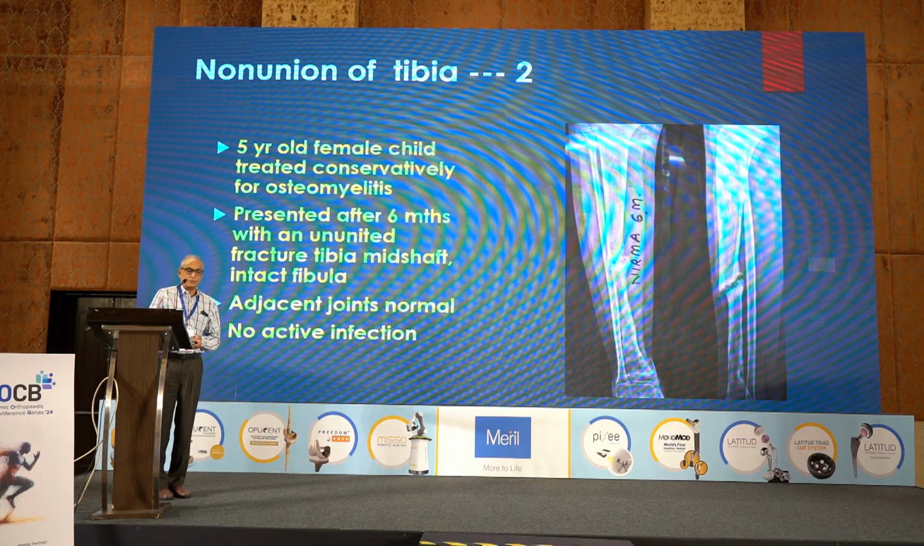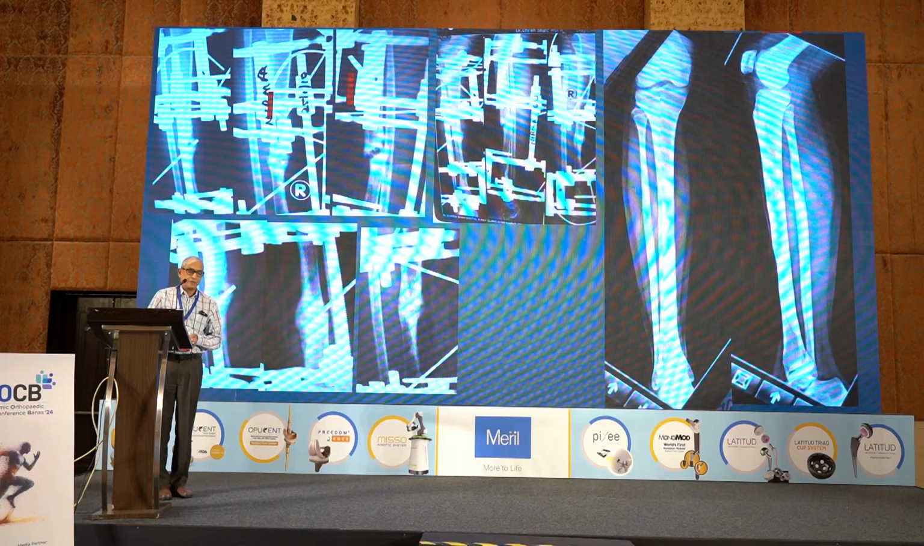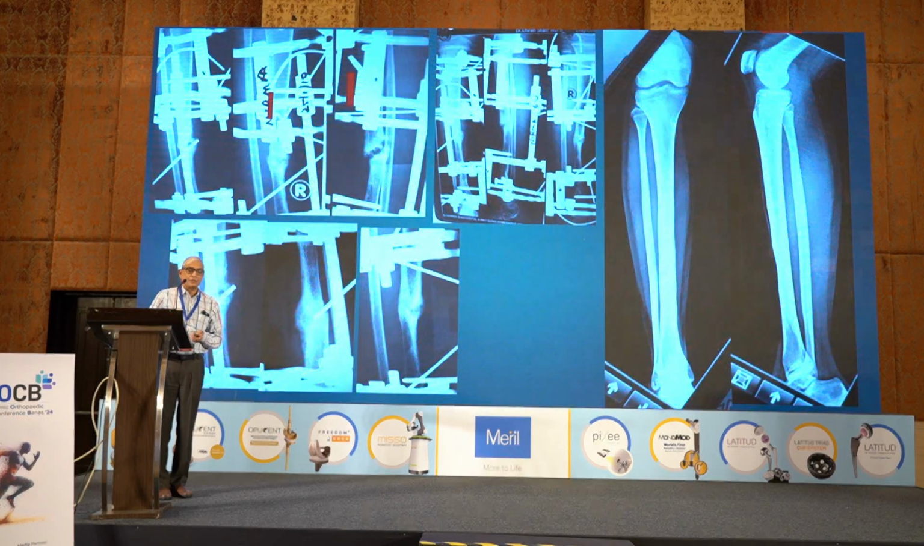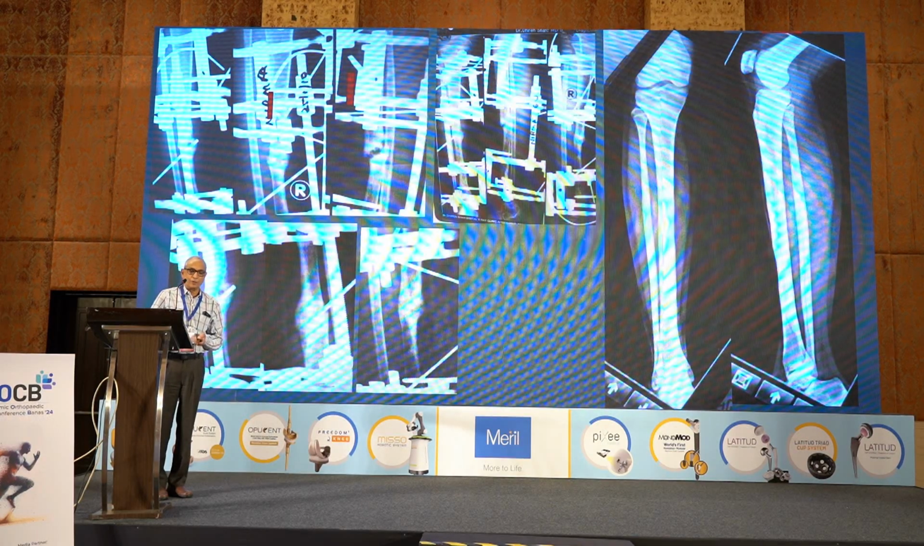The second case is a 5-year-old female child who was treated conservatively for osteomyelitis with only antibiotics, and she presented after 6 months with an ununited fracture in the middle of the tibia with an intact fibula, but there is some evidence of healing response seen. The adjacent joints were normal, and there was no active infection. So in this case also, we opted for a ring fixator, where only the distraction principle was applied, and the non-union site was distracted by about 3 or 4 millimeters, which is seen in the second slide.